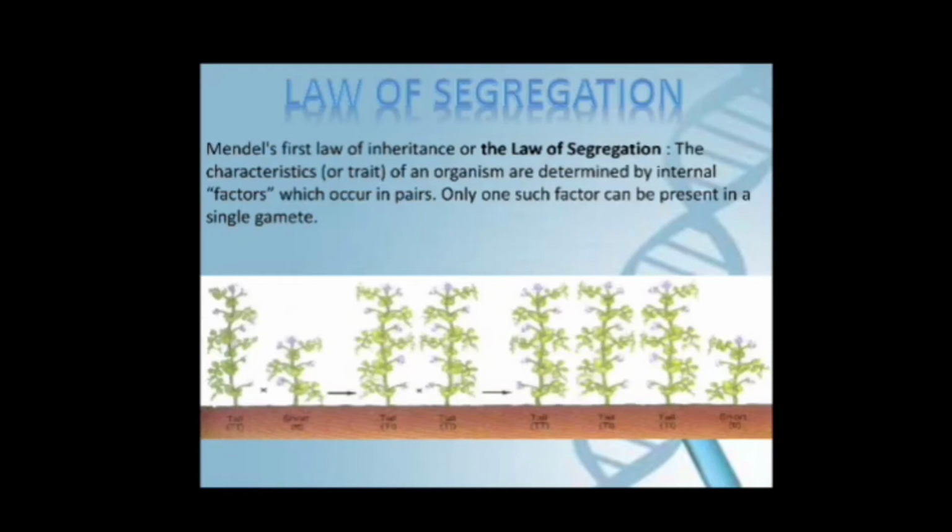Mendel proposed the law of segregation after observing that pea plants with two different traits produced offspring that all expressed the dominant trait, but the following generation expressed the dominant and recessive traits in a 3:1 ratio.